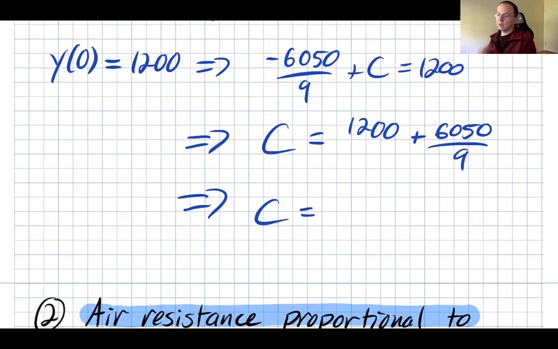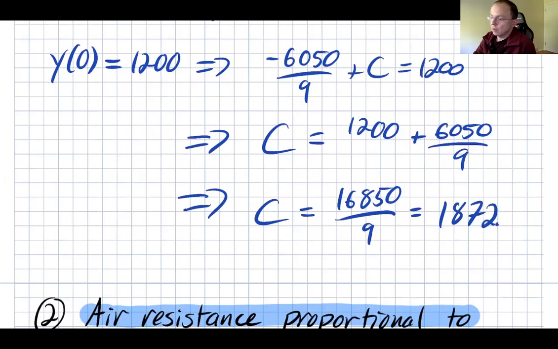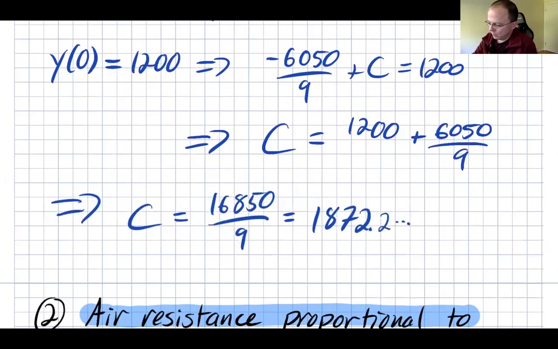$650 over 9. Okay, so that is 16,850 over 9, which is also known as about 18. So it's about this. So it's actually 0.2 repeated forever. We'll just write it like this: 2, 2, and so on. Okay, so those are the digits of C.